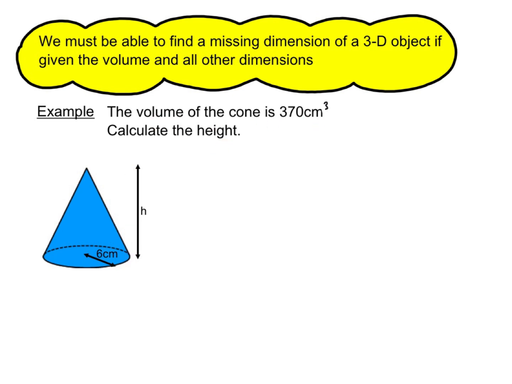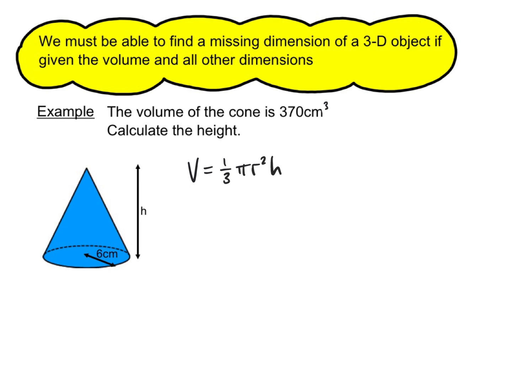Now, a standard question would generally give you the radius, give you the height, and then ask you to find the volume. So this is kind of working backwards. We still need to use, though, the volume of a cone formula. So first thing I'm going to do there is write out the volume of a cone formula, which will be on your formula sheet. Volume is 1/3 pi r squared h.